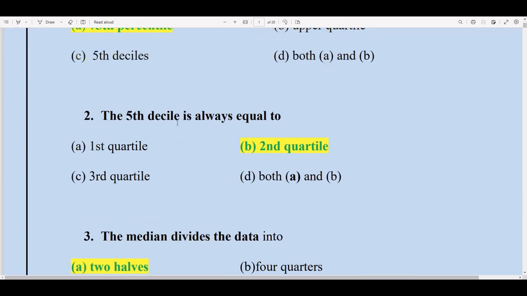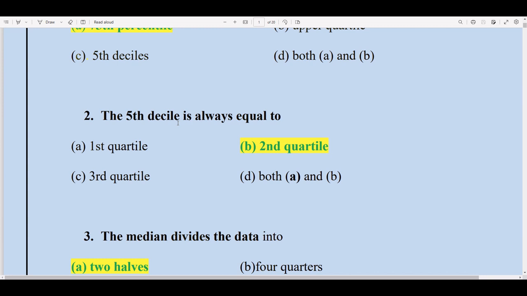The fifth decile is always equal to the second quartile. A decile divides the data into 10 equal parts. It is represented by D. D1 is the first decile, 1 to 10. D2 is the second decile, 11 to 20. D3 is the third decile, 21 to 30. Similarly, D10 is from 91 to 100.